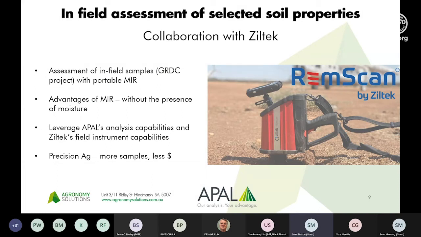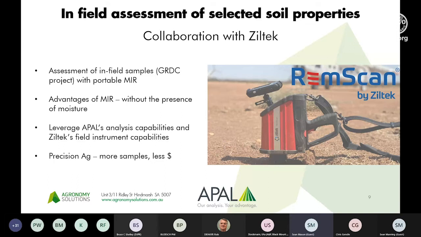With that NIR, we chose it because we thought it would be the most minimal instrument with minimal effects from soil moisture. So we did scan soils in the paddock with a decent amount of moisture after rain events. We are collaborating with Ziltech currently, using those same samples in unprepared and prepared states, both dried, because MIR obviously struggles with moisture present. So we have a good opportunity to test the REM scan on these samples at a paddock level to check heterogeneity and prediction of those parameters that I presented previously.